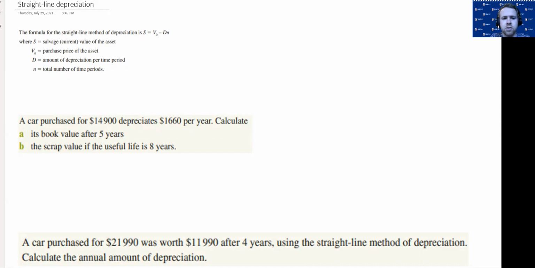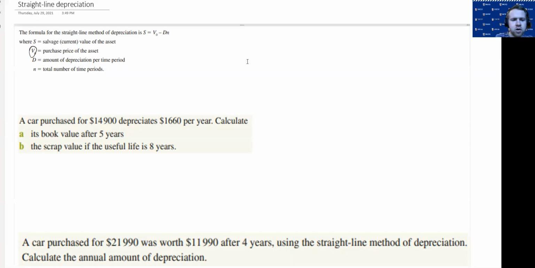Now, V subscript O, or V0, is the purchase price of the asset. Basically, the original value. So V for value and O for original, or at zero, is what V subscript O stands for. And then D is how much is depreciated per time period, so if it's per year, and then N is the number of time periods. So if it was per year, you would times it by the number of years, but it might depreciate per month or something else.